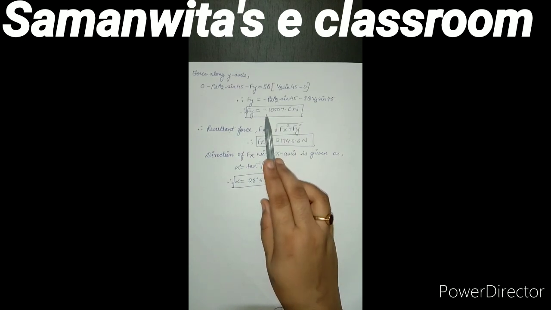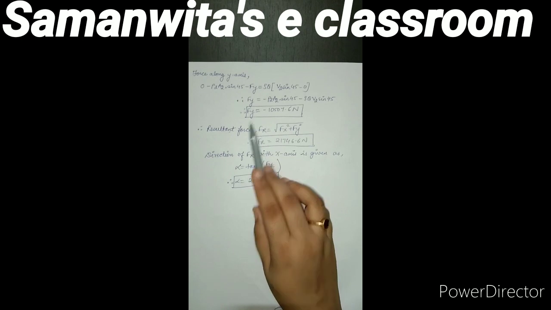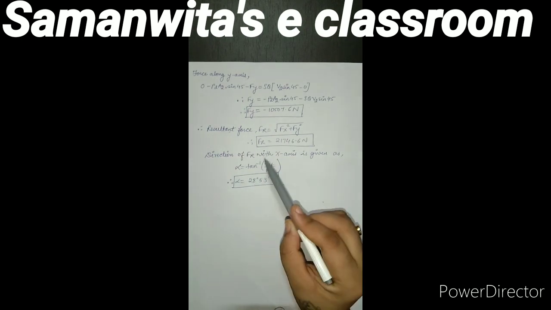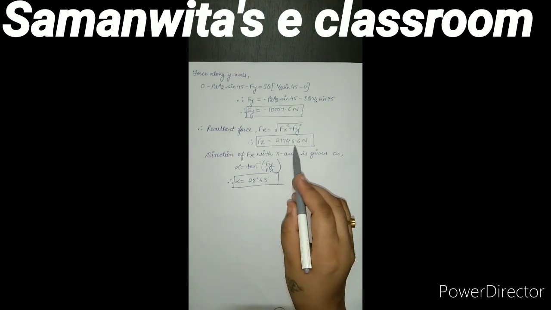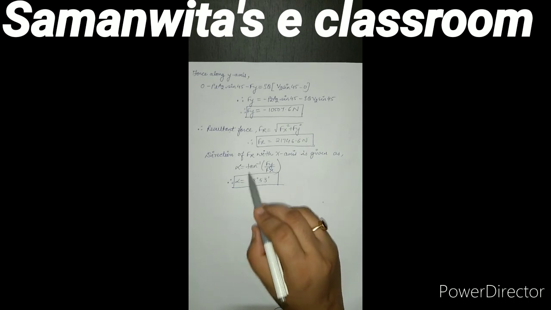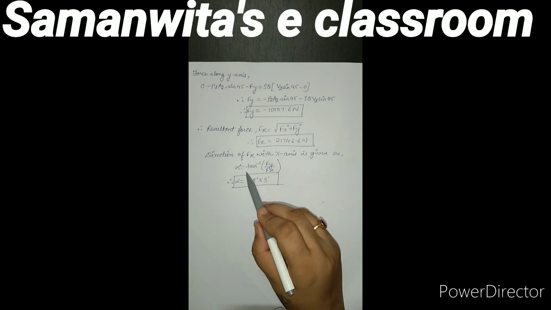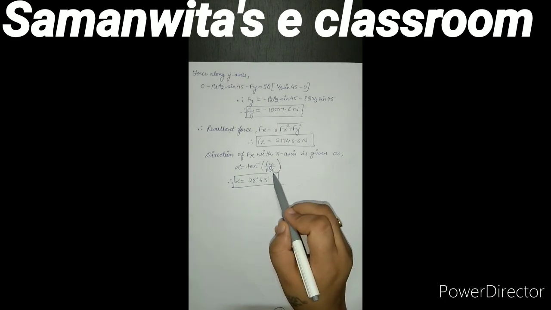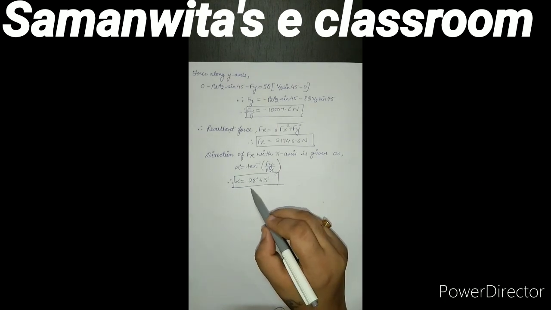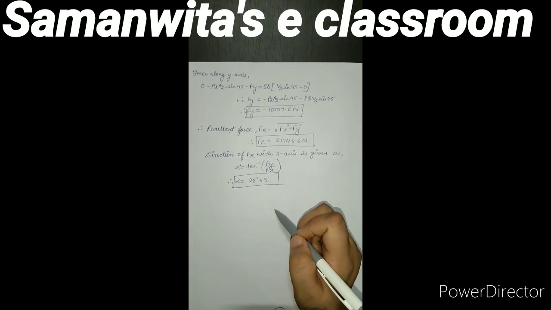Again, the negative sign indicates that Fy is acting in the downward direction. The resultant force Fr is found as 21946.6 Newton, and the direction of Fr with the x-axis can be given by the formula alpha is equal to tan inverse of Fy upon Fx, whose answer I got as 28 degree 53 seconds.